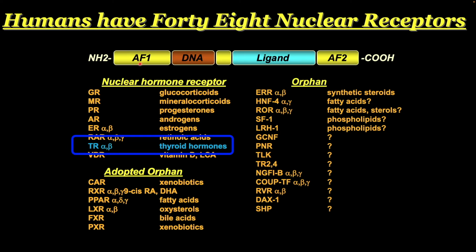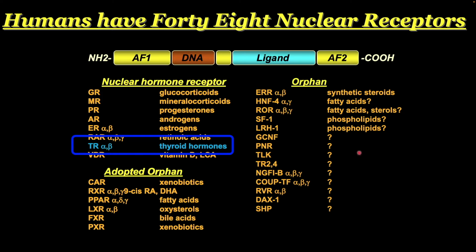All of these receptors have a conserved overall structure in which they have a zinc finger DNA binding domain, surrounded by a ligand binding domain and two activation function domains. So these are ligand activated transcription factors. On the left is the name of the receptors. On the right side is what they're activated by.